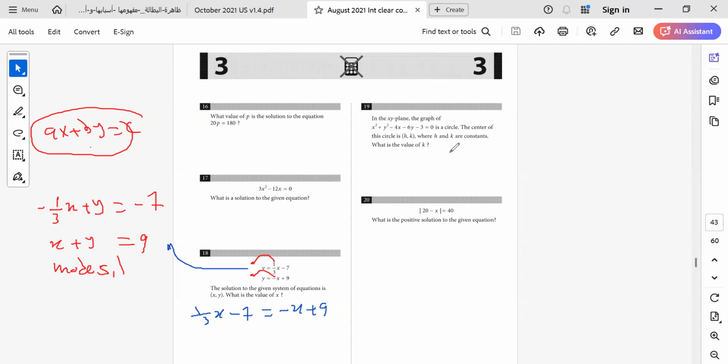19 means you didn't study. Right? You need k, which means the center. You need only the y of the center. I give you rules to find the center: negative a over 2 or negative b over 2. You need only k, and k means the value of y. So negative b over 2 only. What's b? The coefficient of y. I have it here as negative 6, so with the negative sign again, it's 6 over 2, which is 3.